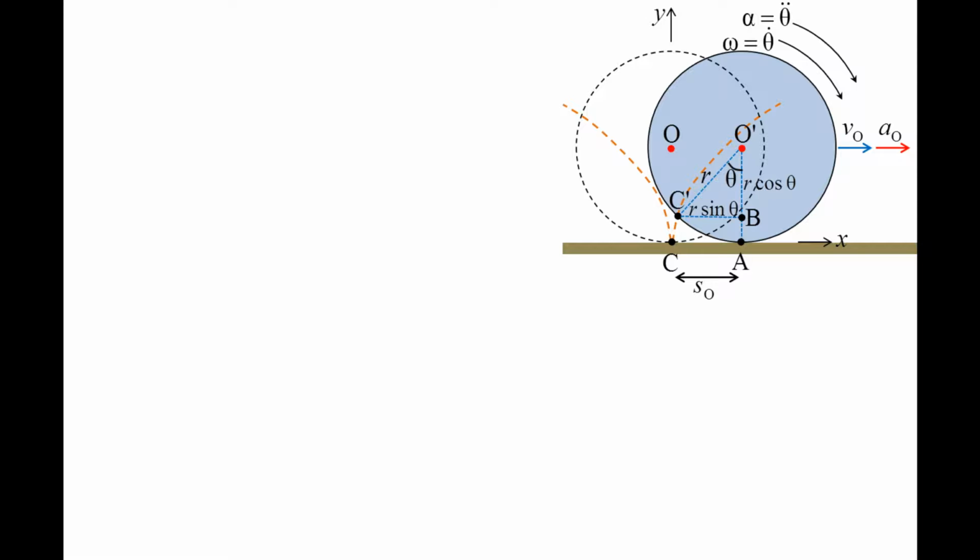The y-coordinate of C' is equal to the distance between points C and O minus the distance between points O' and B. The distance between points C and O is the radius r. And using trigonometry, the distance between points O' and B is r times cosine theta. Therefore, the y-coordinate of C' is r minus r times cosine theta. Pulling out r from each term, we now have r times the quantity 1 minus cosine theta.